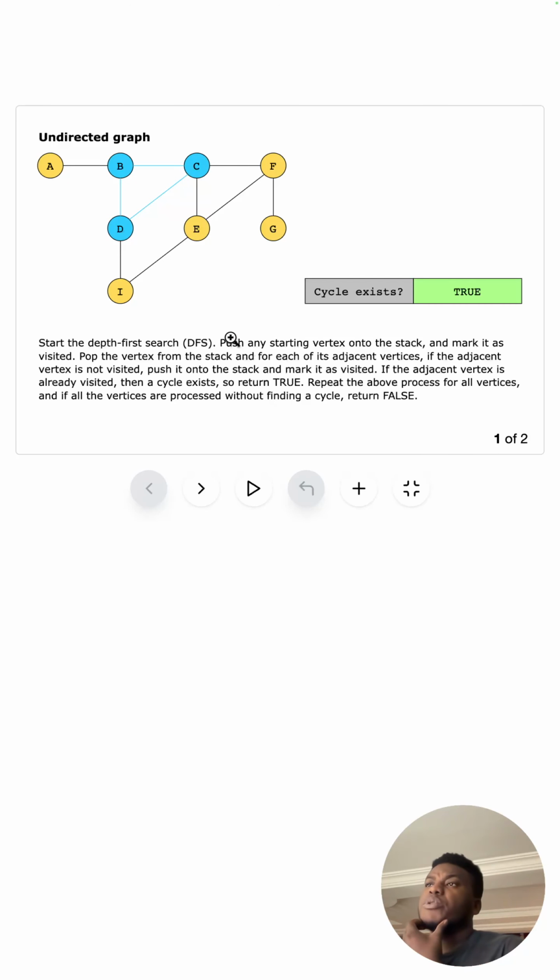Push any starting vertex into the stack, mark it as visited, pop the vertex from the stack, and for each of its adjacent vertices, if the adjacent vertex is not visited, push it onto the stack and mark it as visited. If it's already visited, a cycle exists, so return true. Repeat the above process for all vertices, and if all vertices are processed without finding a cycle, return false. So if you see something you've seen before, just return true.